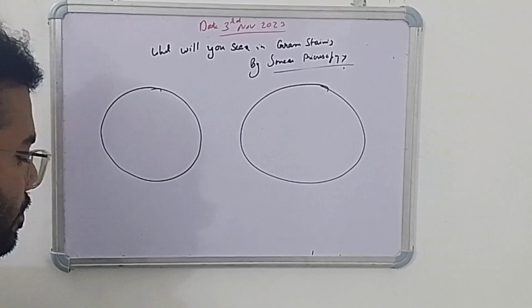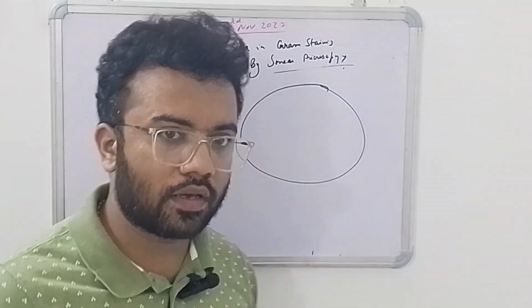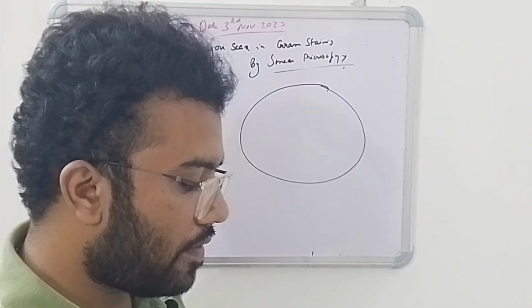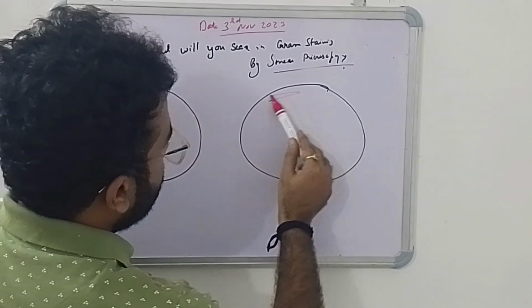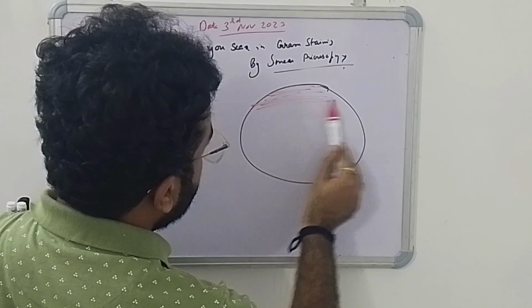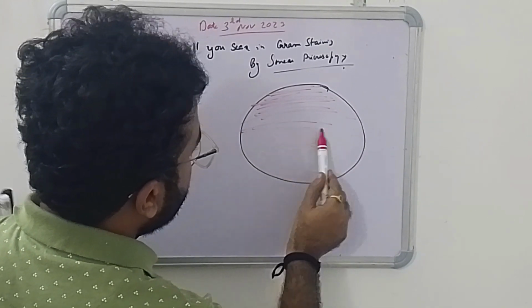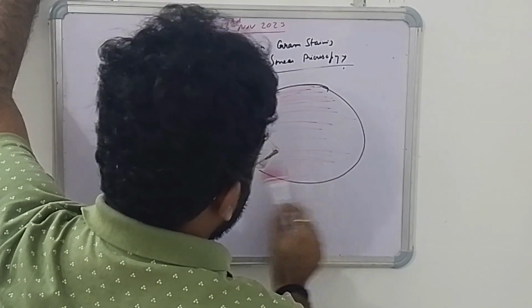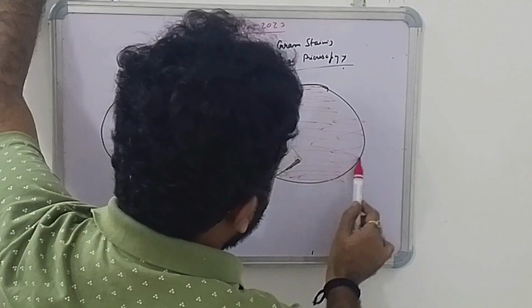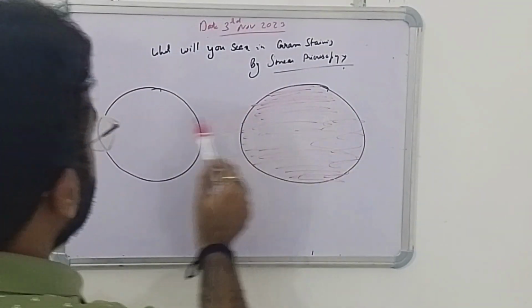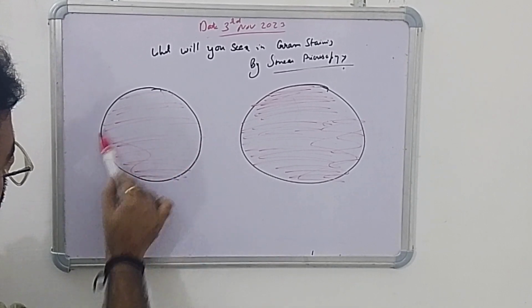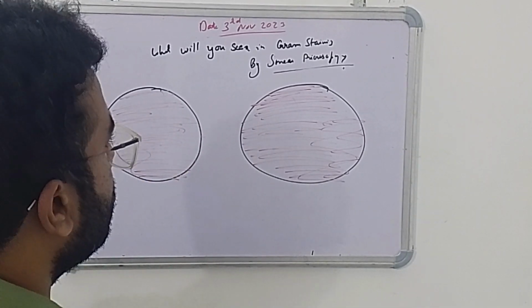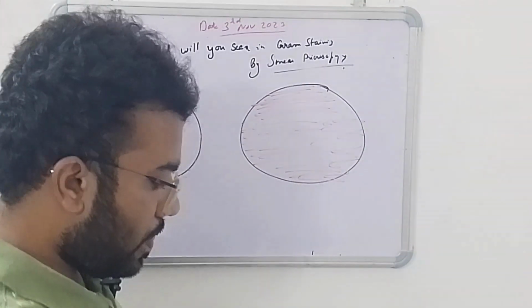Basically, I have four colors. I don't have purple and pink color, so I will represent the pink color with red. Suppose red color is pink color. So this is pink, light pink, on both sides. This is the background.